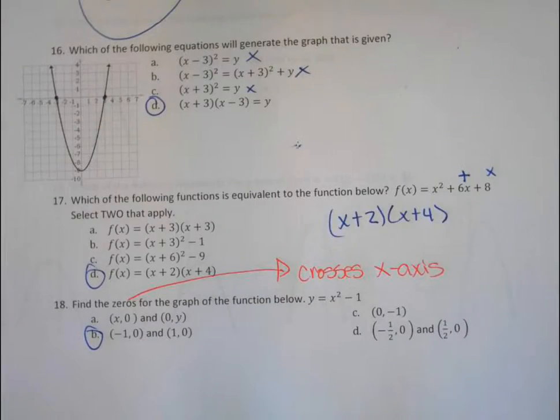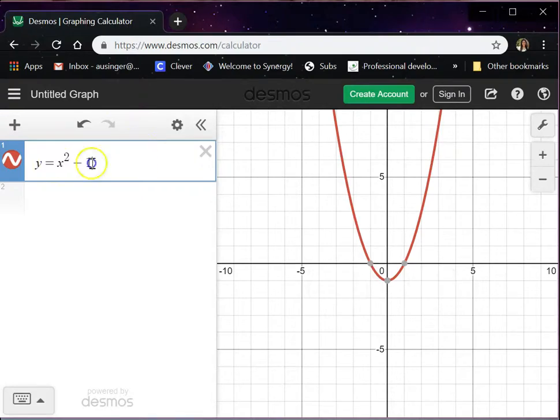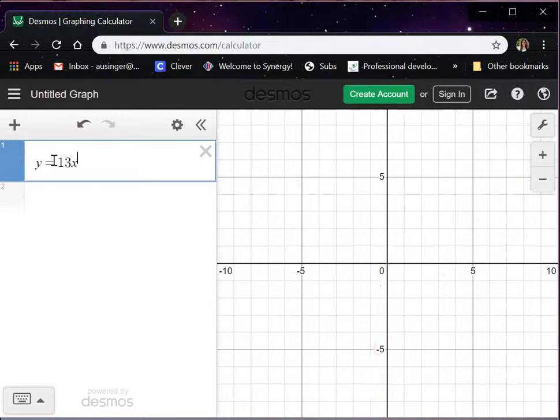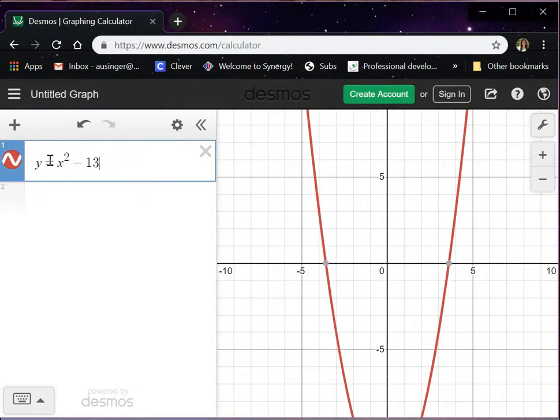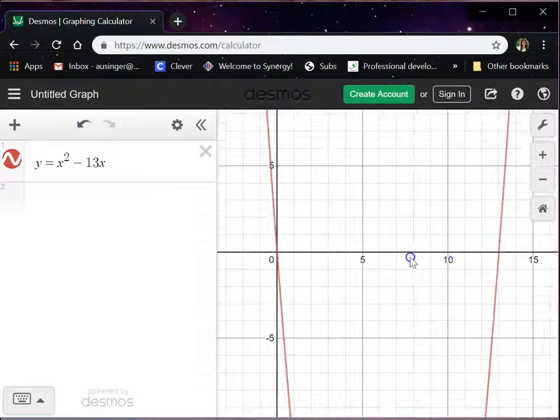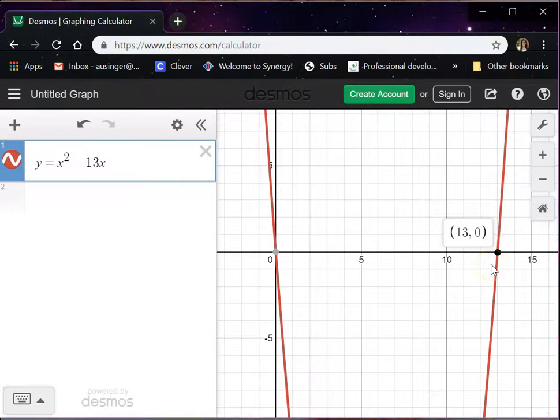So that is choice 1. Same thing on number 19. It wants me to find zeros. So we'll go back to Desmos. So I create this equation. Notice I only see one right now, 0. What I gotta do is move this over so I can see the second one. And the second one is 13. So x equals 0, x equals 13.